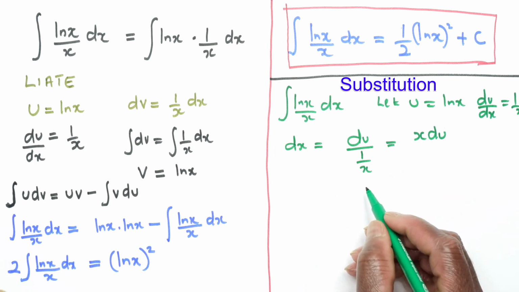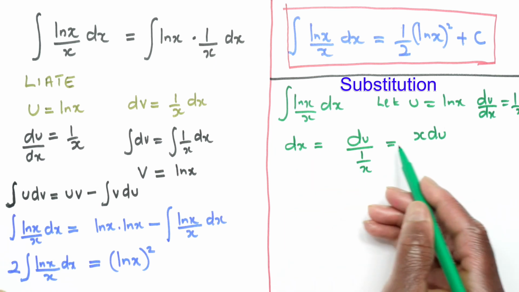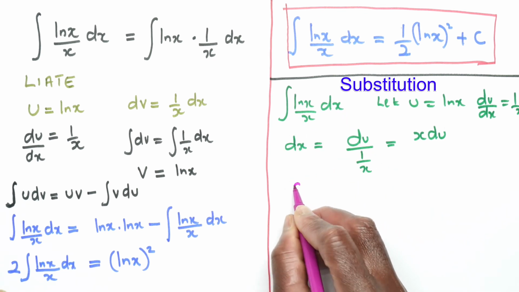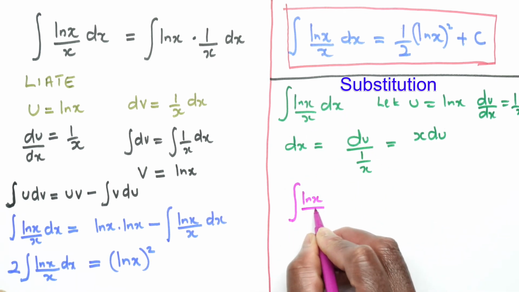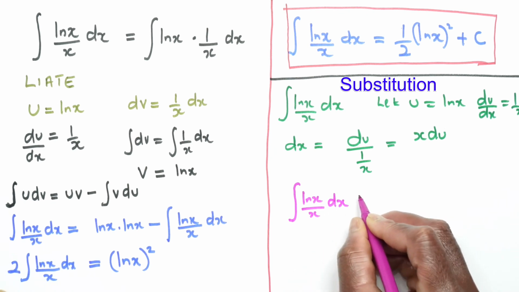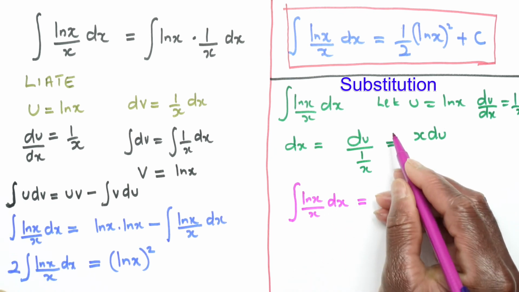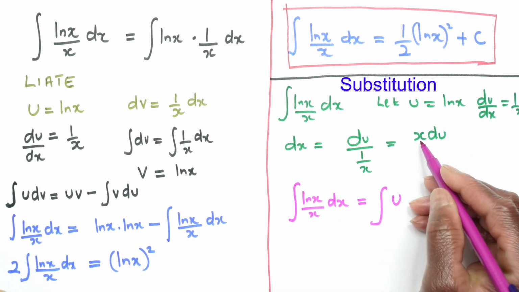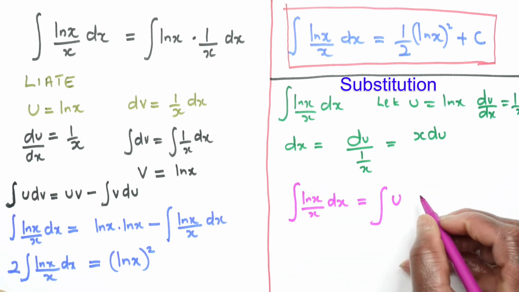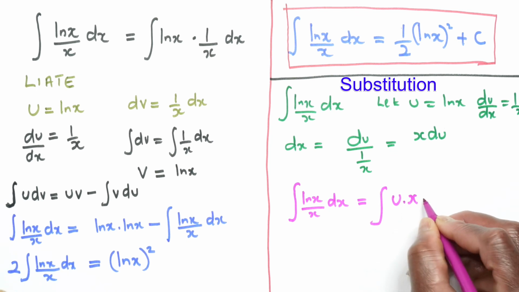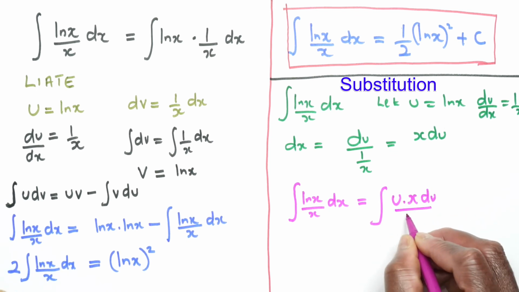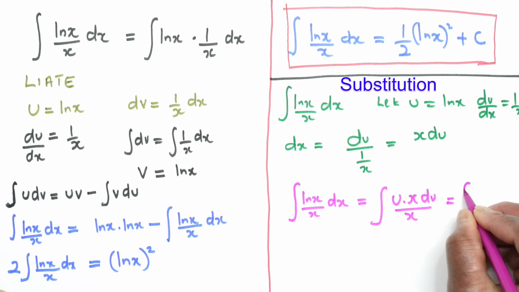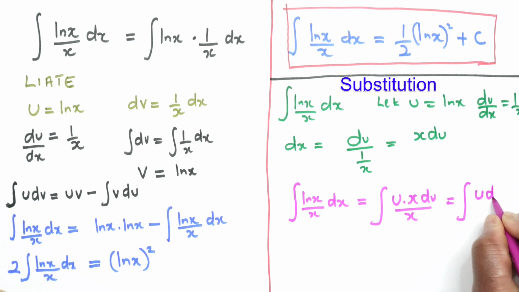So what I need to do now is substitute dx with this. Let's go back to our integration. The integral of ln x over x dx will be equal to, well, we know ln x is u, so that will be the integral of u, and dx is x du, so that would be x du over x. And the x cancels out, so we get the integral of u du.